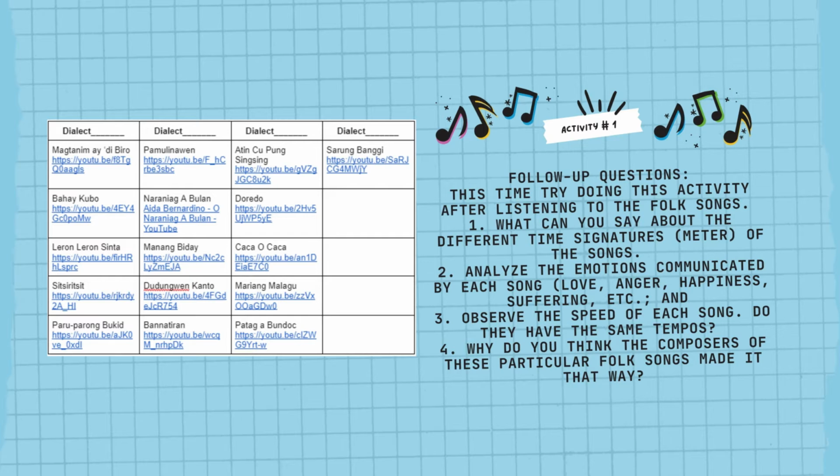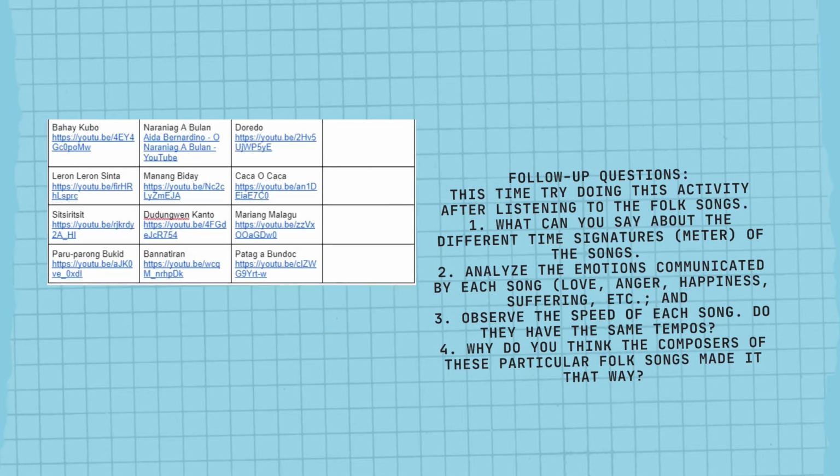Number 1. What can you say with the different time signatures, meter of the song? Number 2. Analyze the emotions communicated by each song. Love, anger, happiness, suffering, etc. And number 3, observe the speech of each song. Do they have the same tempos? Number 4, why do you think the composer of these particular folk songs made it that way?